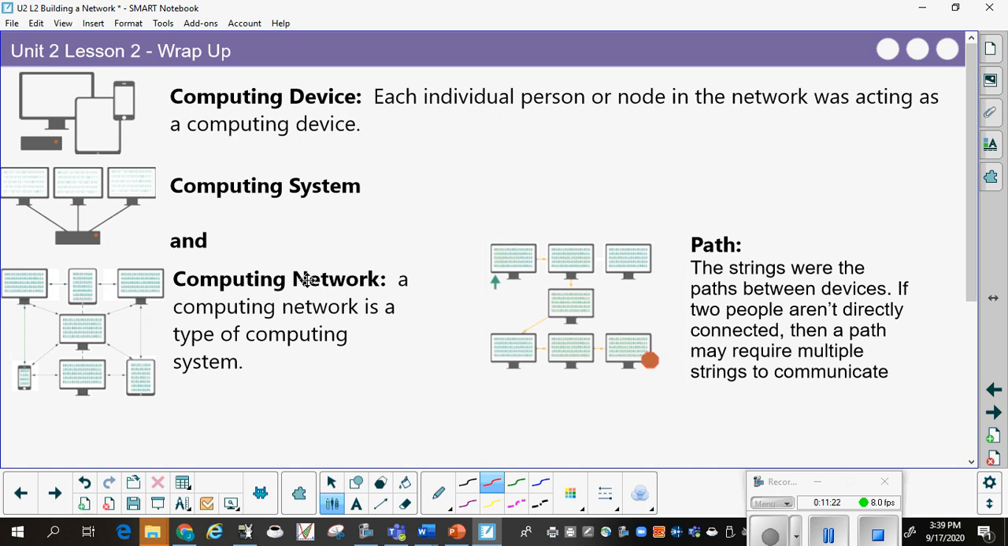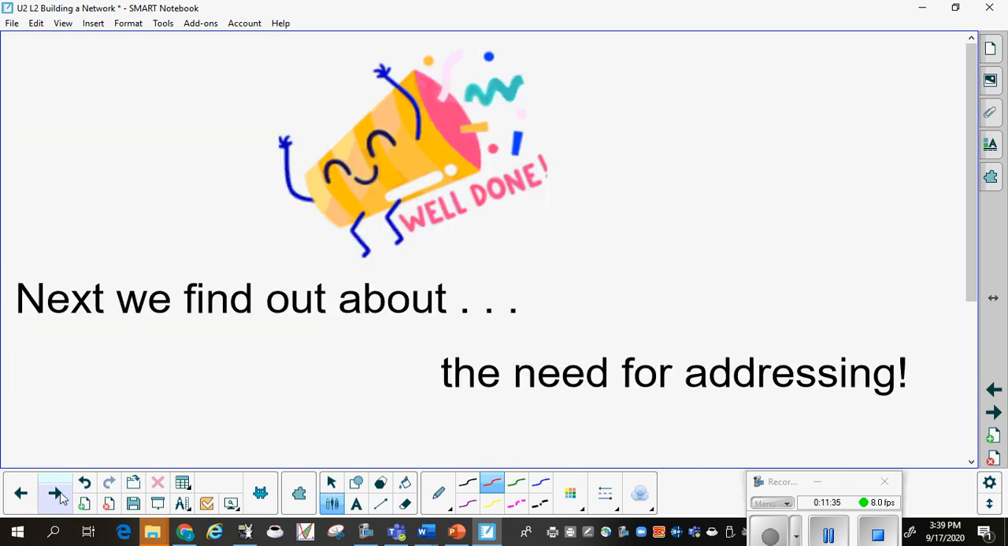Computing system and computing network. A computing network is a type of computing system. So those two kind of went together. So what we did when we created our network, we actually created a computing system. Very well done. Now, next lesson, we will be finding out about the need for addressing and why that's important in the internet.